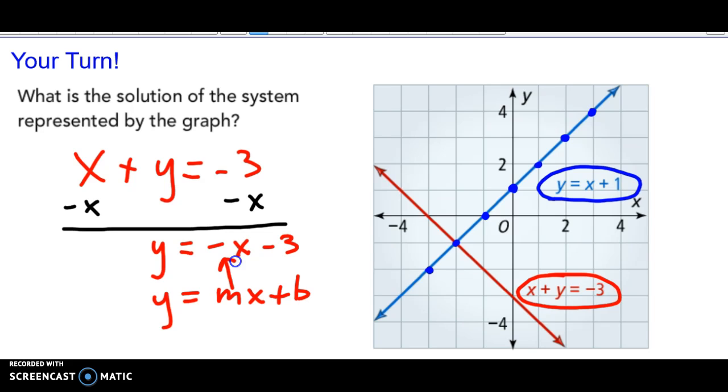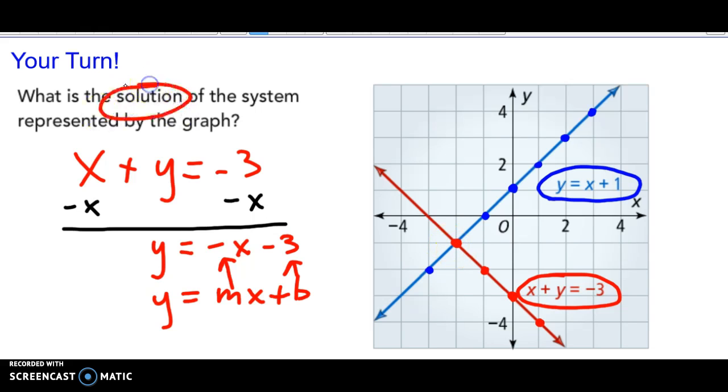So now I can see my slope is a negative 1, and my y-intercept is a negative 3. So I'm going to start at my y-intercept of negative 3, which is right here. And from here, I'm going to rise a negative 1 and run a positive 1. Or I can rise a positive 1 and run a negative 1. Either way, only one of my values can be negative. So a positive rise and a negative run. And that gets me to the point where my lines cross right here.